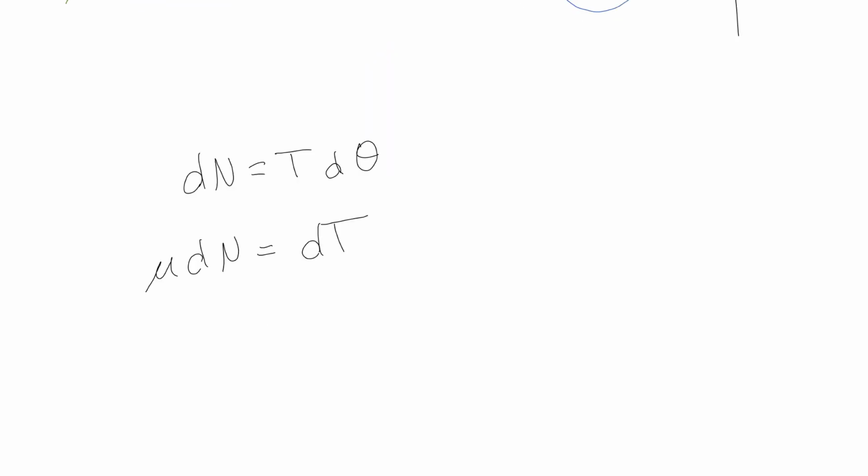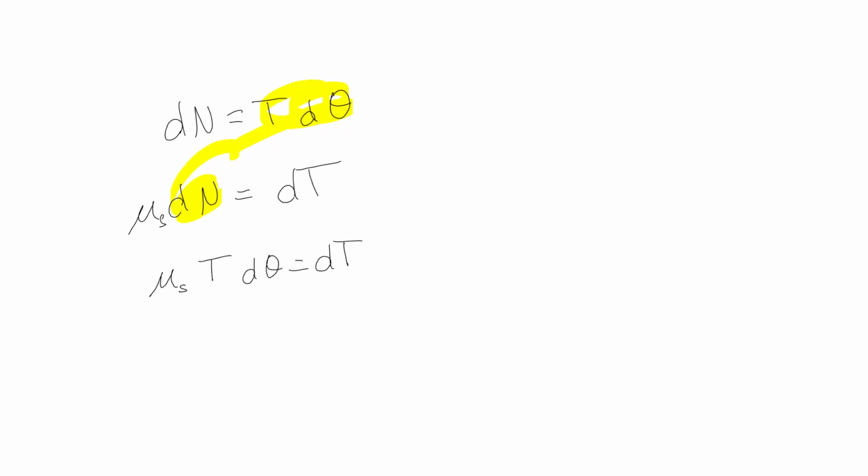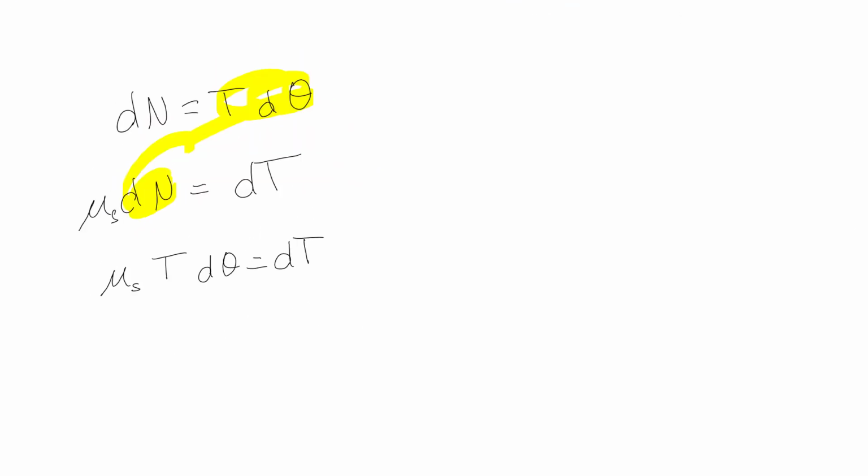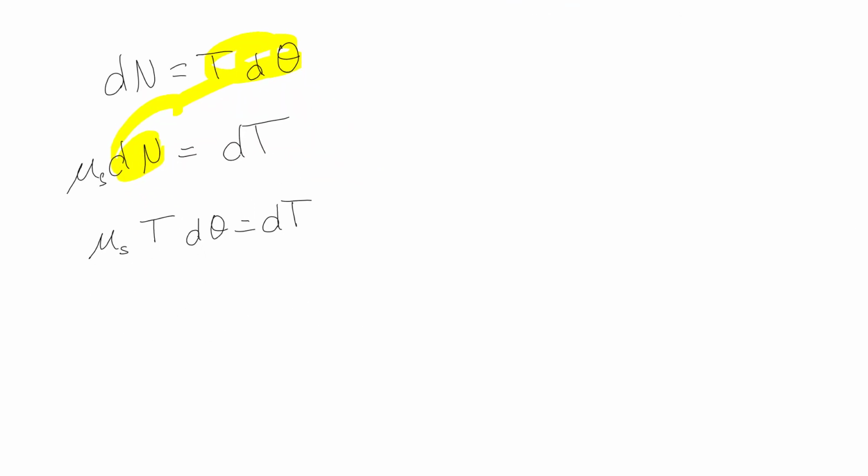All right, so I can do this. I'm just going to plug this in here for dn. So I've got mu_s T d theta is equal to dT, and I want to figure this out, so I need to isolate my T's. So mu_s d theta is equal to 1 over T dT.